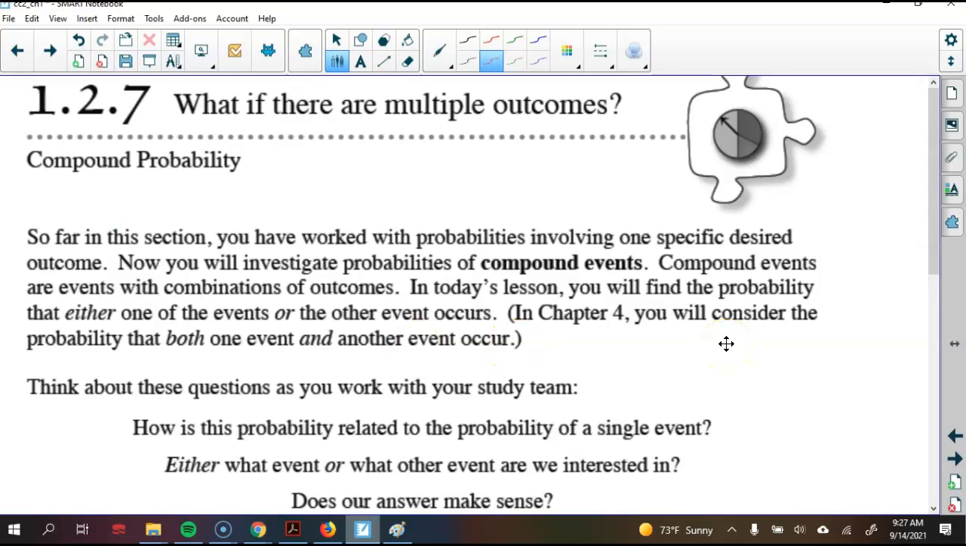Anyone want to read? John, can you read from way back there? So far in this section, you have worked with probabilities involving one specific desired outcome. Now you will investigate probabilities of compound events. Compound events are events with combinations of outcomes. In today's lesson, you will find the probability that either one of the events or the other event occurs. In chapter 4, you will consider the probability that both one event and another event occur.